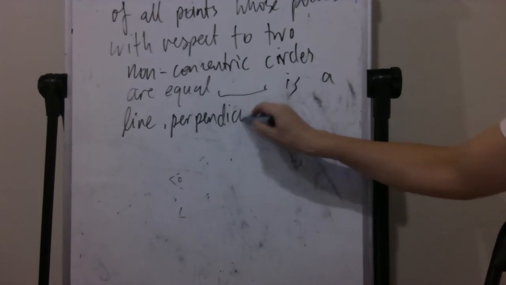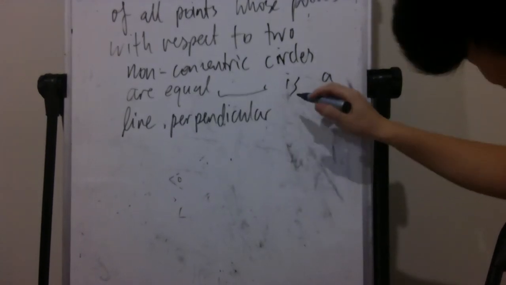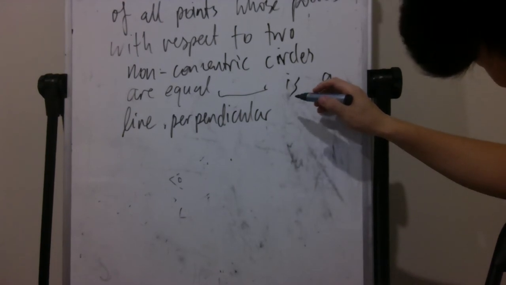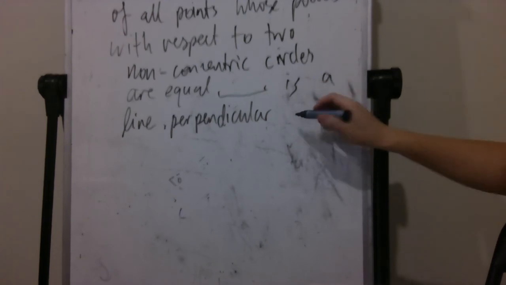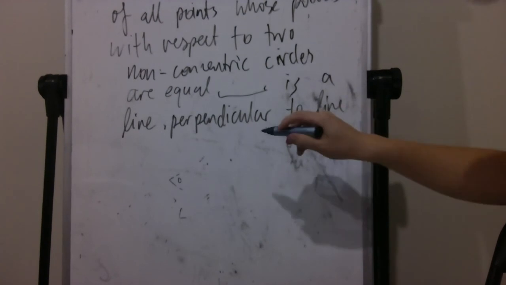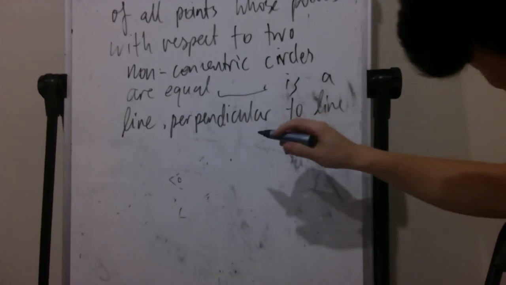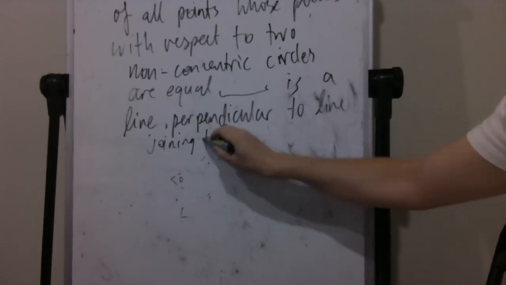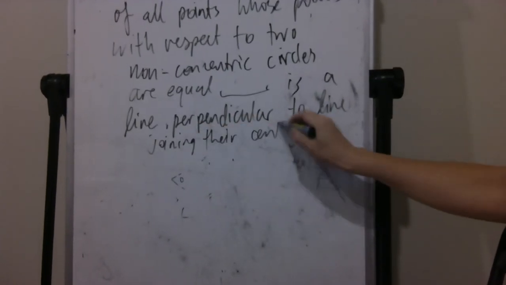Perpendicular to the line of centers of the two circles. To the line joining the centers of the two circles.